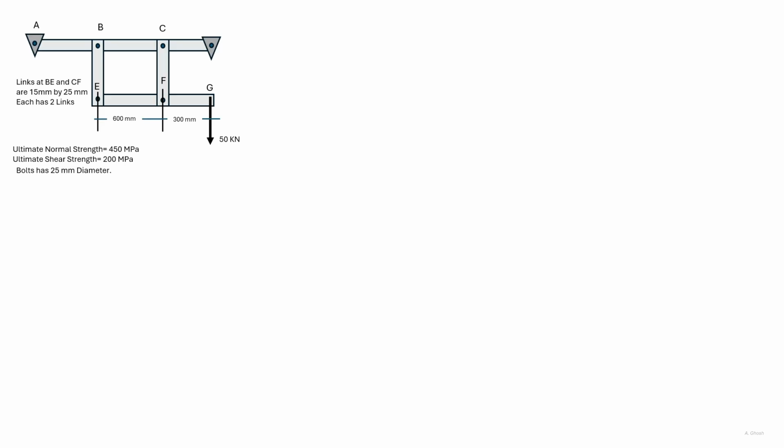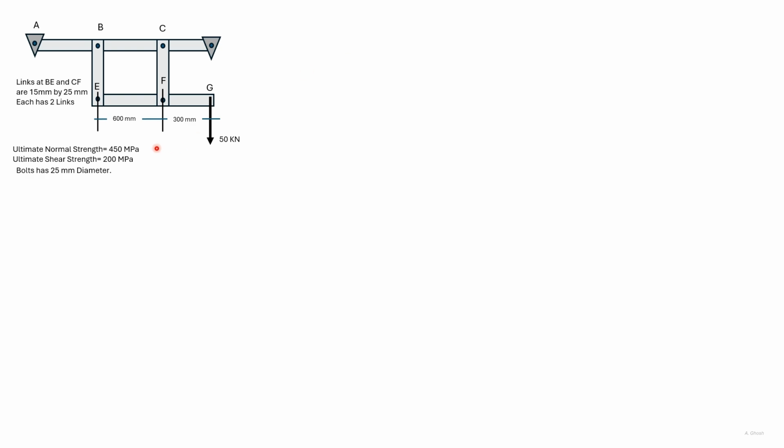We look at a problem here where we have to find the factor of safety rather than the factor of safety being given. So here we have a force 50 kN acting, and there are two links at PE and two links at CF. We are given the ultimate normal strength and shear strength.